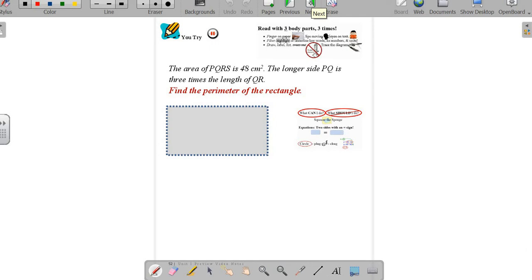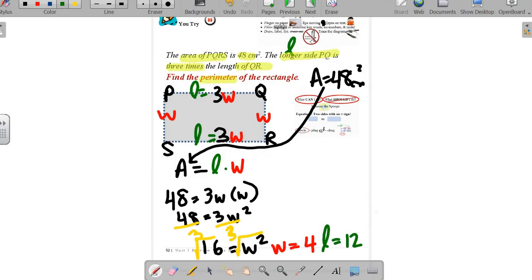This page, I'd like you to follow the very same process on your own. So pause the video and restart when you're done. So taking a look at your work, this one we started with area. So we start by writing down the area equation. You should be checking your work in red pen.